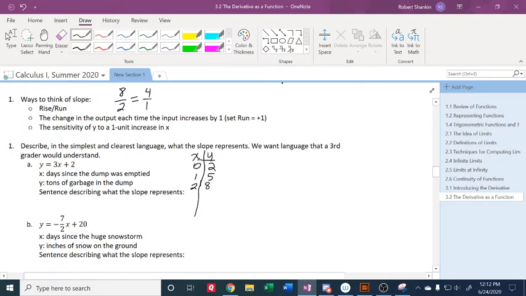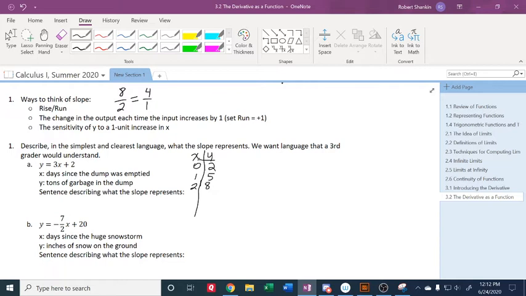Can you explain what the 0, 2 represents? So on day 0, there was only 2 tons of garbage in the dump. All right. And then what about 1, 5? What does that mean? That means on the first day, there were 5 tons of garbage. Okay. And then day 2, there were 8 tons of garbage.